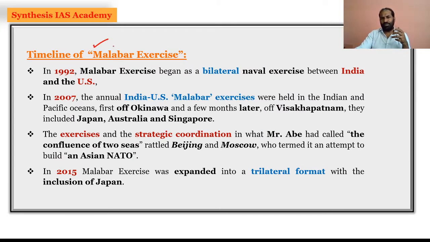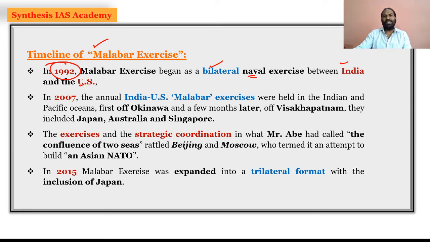When you focus on the Malabar exercise, definitely it is in regards to the bilateral. It started with a bilateral naval exercise between India and the US in the year 1992. So this is 2020, and we have seen the Malabar exercise which started as bilateral. Now it is trilateral. But the US and Japan wanted this trilateral Malabar exercise, as of today, to be converted into a Quad exercise in the near future.